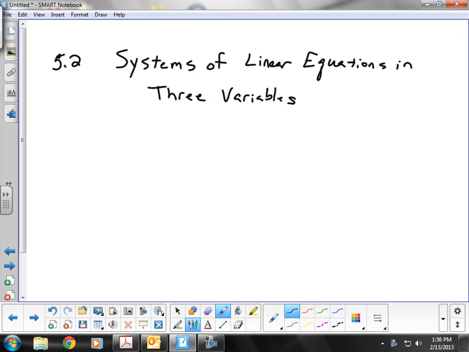Still working with systems of linear equations, so everything's going to be to the first power. But the difference is yesterday we were talking about things with 2 variables, and today we're talking about things that have 3 variables. So these kinds of systems are going to look more like our checkpoint 1.